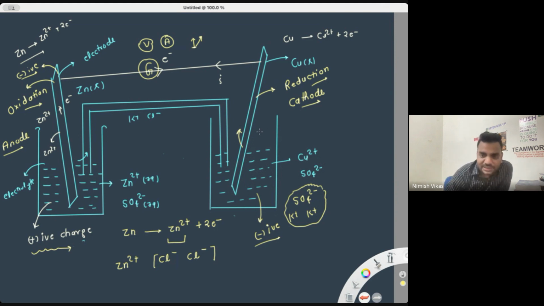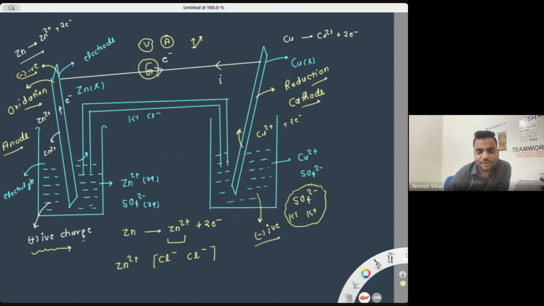Similarly, there is accumulation of cupric ion on the plate, which are attracting the electrons. So at first they are reaching there and then they are attracting electron. So once they gain the electron, this plate will also become neutral.